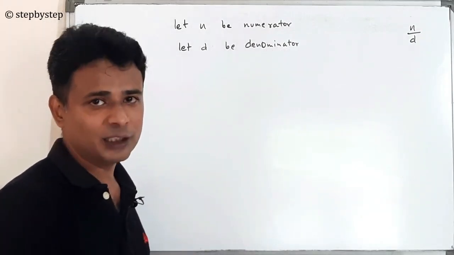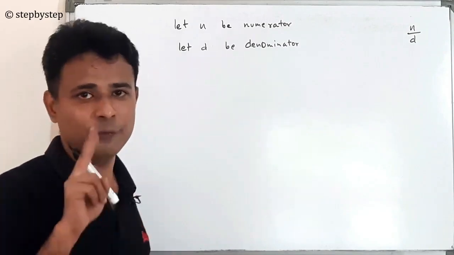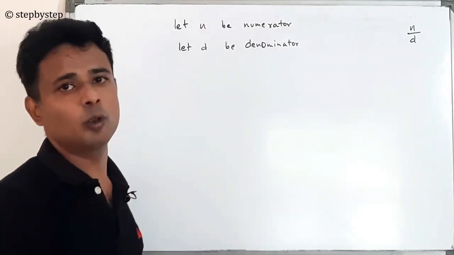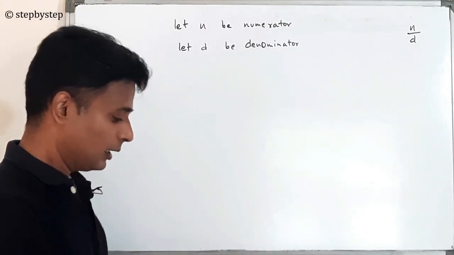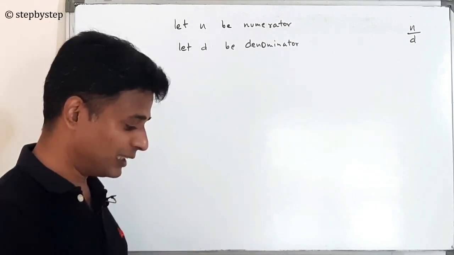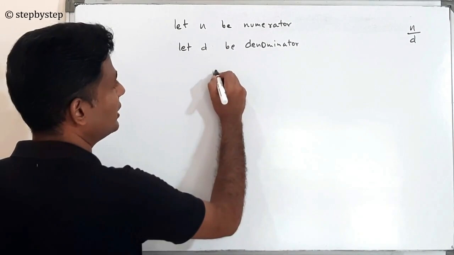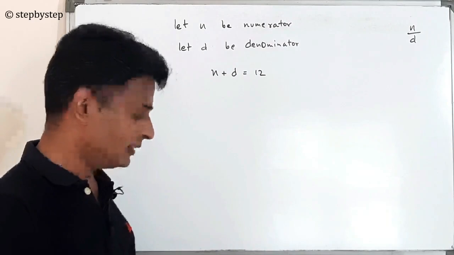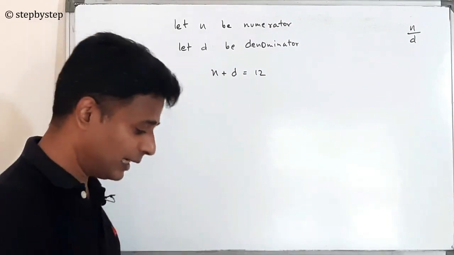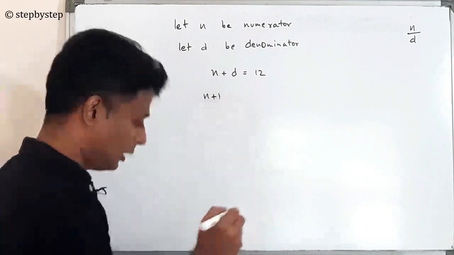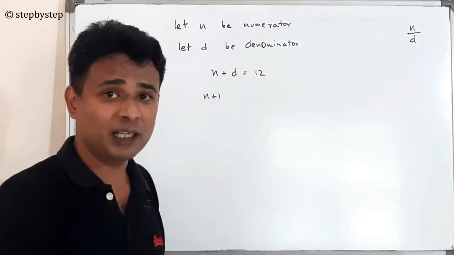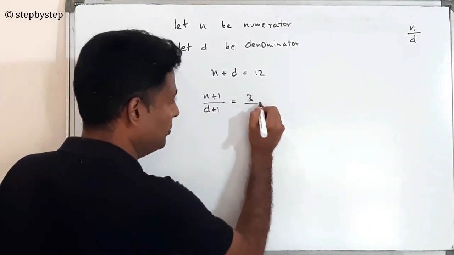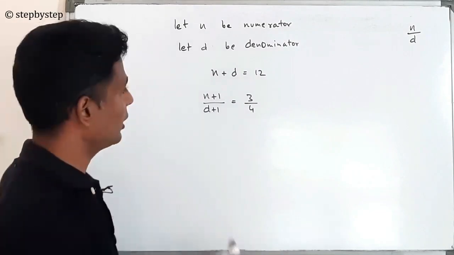Now in every linear equation word problem, you will always have two situations. They'll give you two things because you need two equations to solve them, right? Two unknowns, so two equations. Now what have they said? The sum of numerator and denominator of a fraction is 12. Sum of numerator and denominator, which means n plus d is equal to 12. Then they have said if 1 is added to both numerator and denominator, the fraction becomes 3 by 4. This is what they have given.